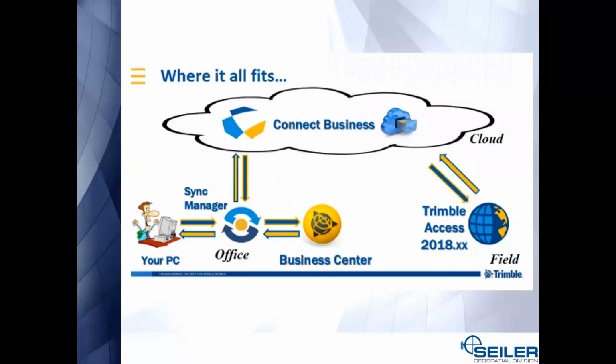So where all the pieces fit together: sitting in your office at your PC, if you're using Trimble Business Center, you can use that, but you don't have to. You synchronize that information and send it to the cloud using Trimble Connect Business. Then you go to the field using your field software, Trimble Access 2018 or newer, and you can download and receive that information in the field or upload it back to the cloud.